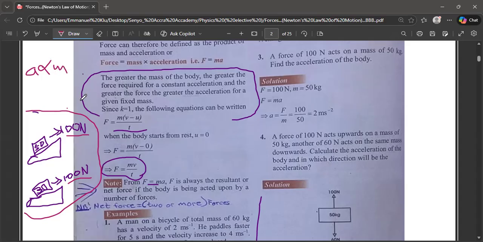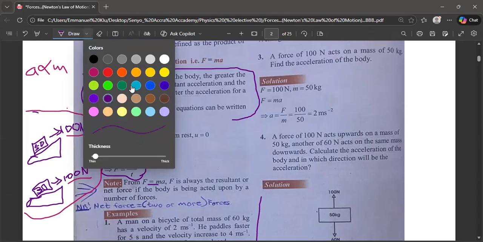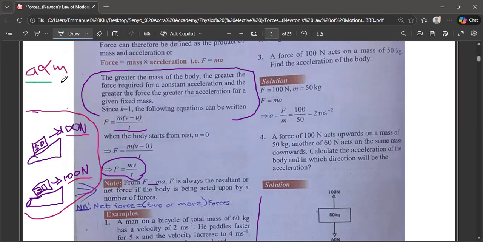How do you understand this statement? It means that as acceleration is increasing, the mass is decreasing. That is why the first time I met you, I taught you variation. Without variation, you will not understand the whole concept of physics. So that is happening because acceleration is inversely proportional to mass. If acceleration is increasing, then the mass is decreasing. If the mass is increasing, then acceleration will also decrease.